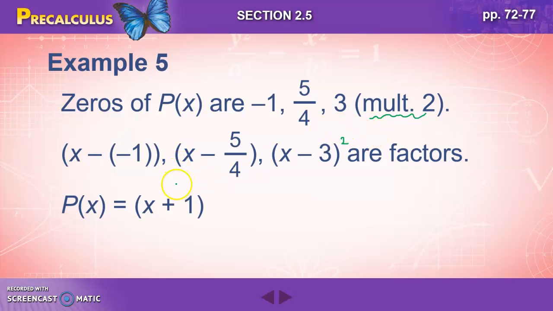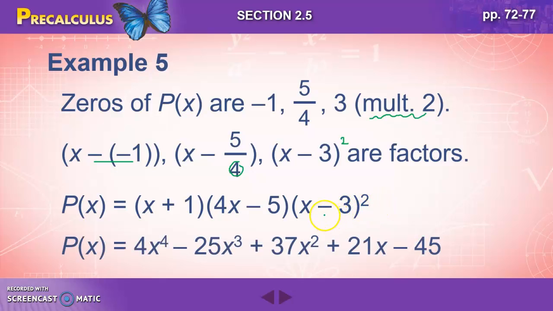So we're going to stick that 2 up there. So our p of x is equal to x plus 1, x minus 5/4, or 4x minus 5 if you want to get rid of that fraction there, and x minus 3 squared. Now we're going to multiply all of that out. We can FOIL this one here, first, outside, inside, last, and get 4x squared minus 5x plus 4x minus 5. And then we're going to do the same thing here. Something squared just means we multiply it twice. So we're going to multiply x minus 3 twice. And we get x squared minus 6x plus 9.